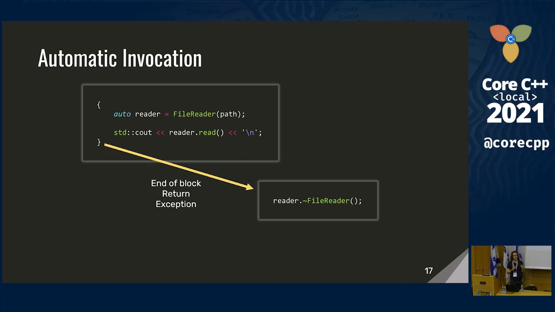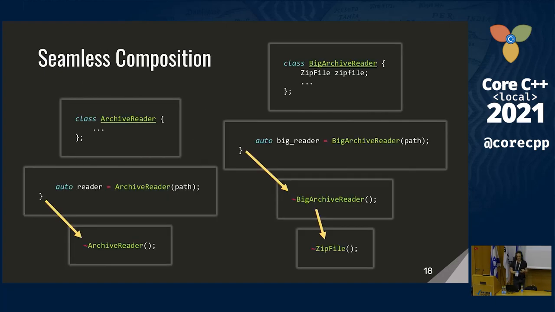First, automatic. The invocation of a destructor is automatic. When we have scope, and we get out of the scope, just like with context managers, the destructor is called, no matter how we leave that scope. Then, composition is seamless. If we have an object in our class, and we add into it another member object, the destructor of that member would be called automatically after our destructor is run. We don't need to do anything to make that happen. So composition is a lot easier than in Python.